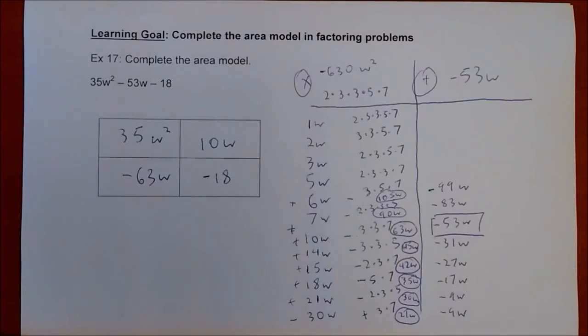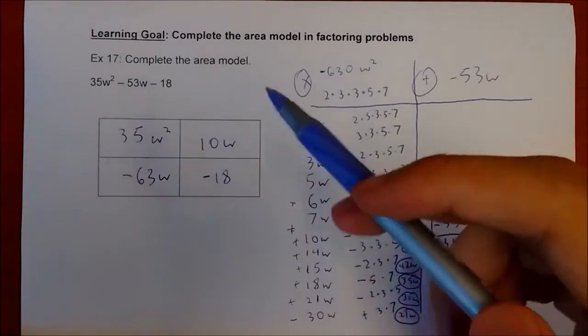Alright, so here's another one for you to try. Complete the area model for 35w squared minus 53w minus 18. Now go ahead and pause the video and try this one with your neighbor. Okay, let's see how you did.